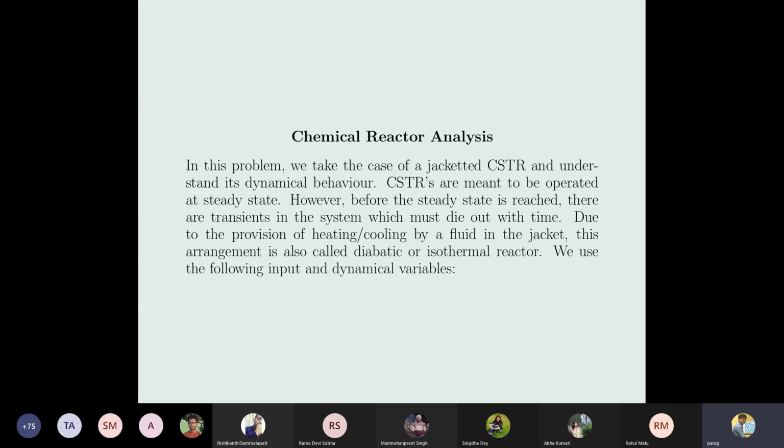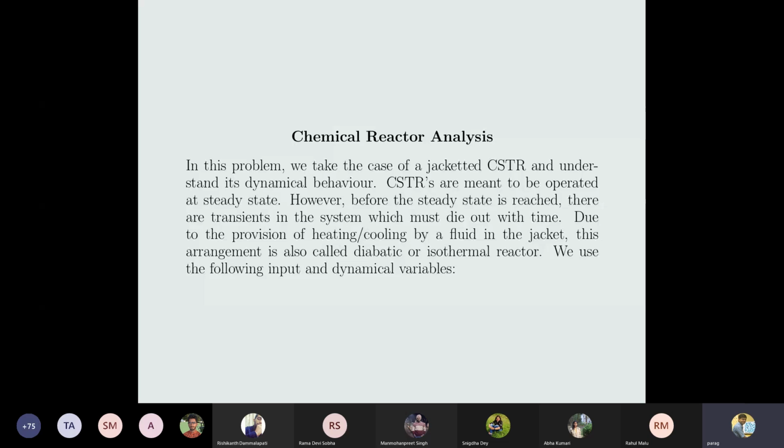Okay, so however, before the steady state is reached, there are transients in the system which must die out with time. Now, due to the provision of heating or cooling by the fluid in the jacket, this is called an isothermal reactor because you want a constant temperature inside the reactor. It's also for that reason called a diabatic reactor. And this makes the analysis of this reactor very, very interesting.